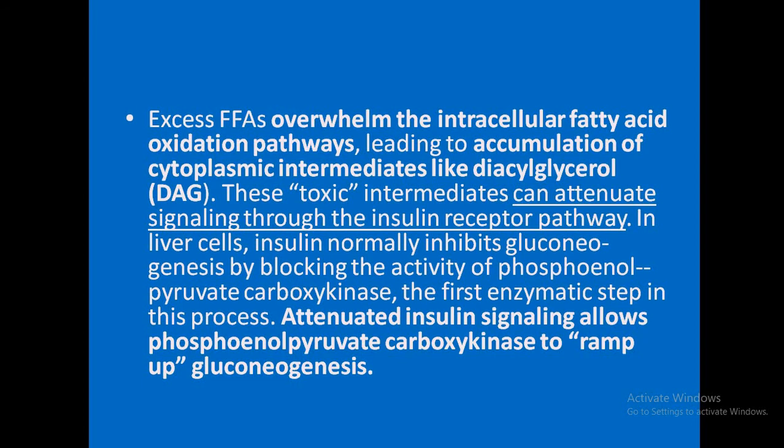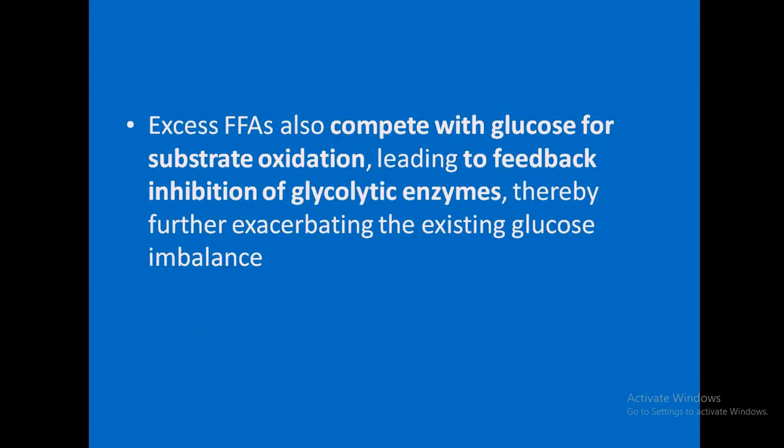In the liver, usually insulin inhibits gluconeogenesis by blocking the activity of PEPCK, the first enzymatic step in this process. When there is attenuated insulin signaling, it allows PEPCK to ramp up gluconeogenesis. And excess FFAs also compete with glucose for substrate oxidation, and hence it leads to feedback inhibition of glycolytic enzymes, thereby further making the existing glucose imbalance worse.